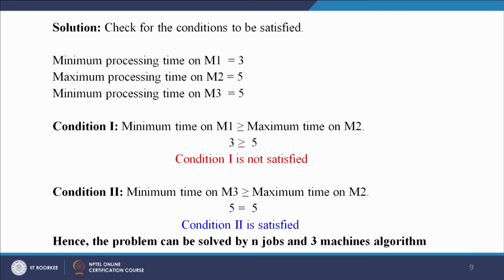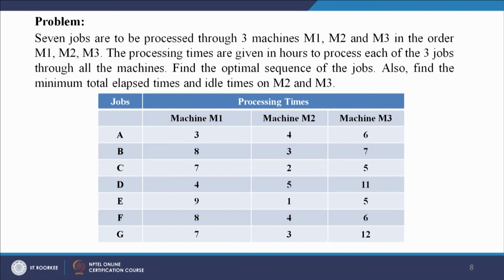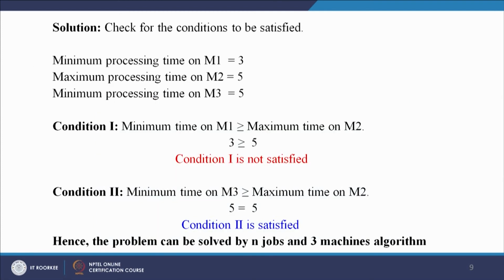So the minimum processing time on M1 is 3 for job A, which we have seen here. For job A, the minimum processing time is 3 and the maximum processing time on machine 2 is for job D, that is 5. Maximum processing time on machine 2 is 5, that is for job D, and minimum processing time on M3 is 5 for 2 jobs.